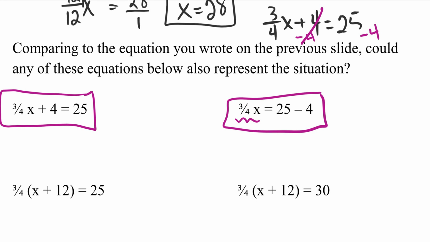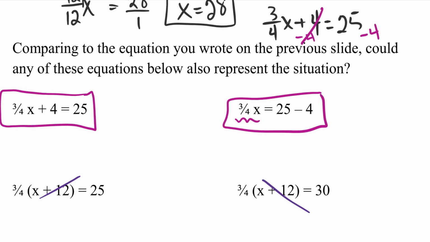Let's say the one down here at the bottom, 3/4 times all the students in the class plus 12. Well, that doesn't make any sense based off the information that they gave us. They said there was 4 more students in line, so that wouldn't make any sense. And then the one to the right of that, 3/4 times X plus 12, that also wouldn't make any sense because they said there was 4 students that went into the line, and that after those 4 students arrived there was 25.